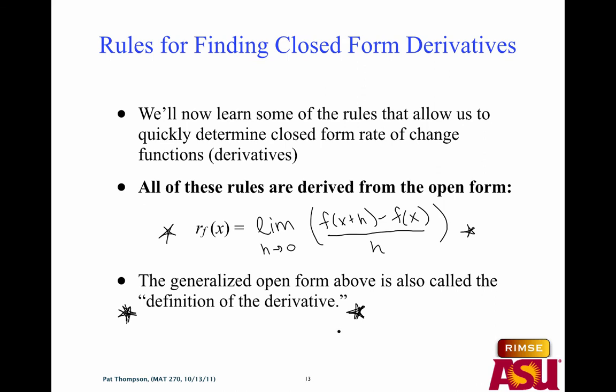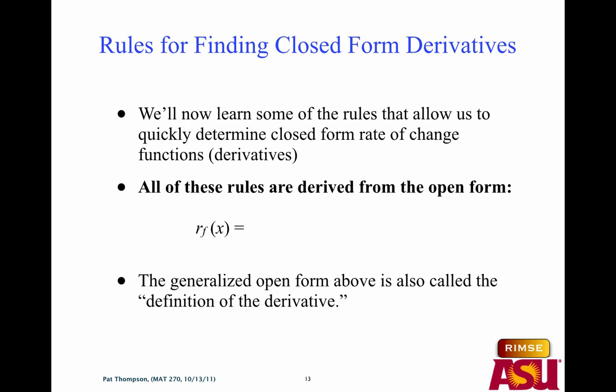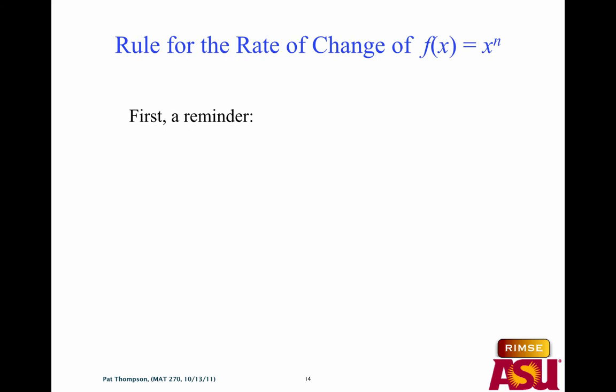So we're here. Let's talk about some of these rules. The first function that I want to look at is the function f of x equals x to the n. In order to find the exact rate of change function for this function f, I'm going to remind us of a few things.